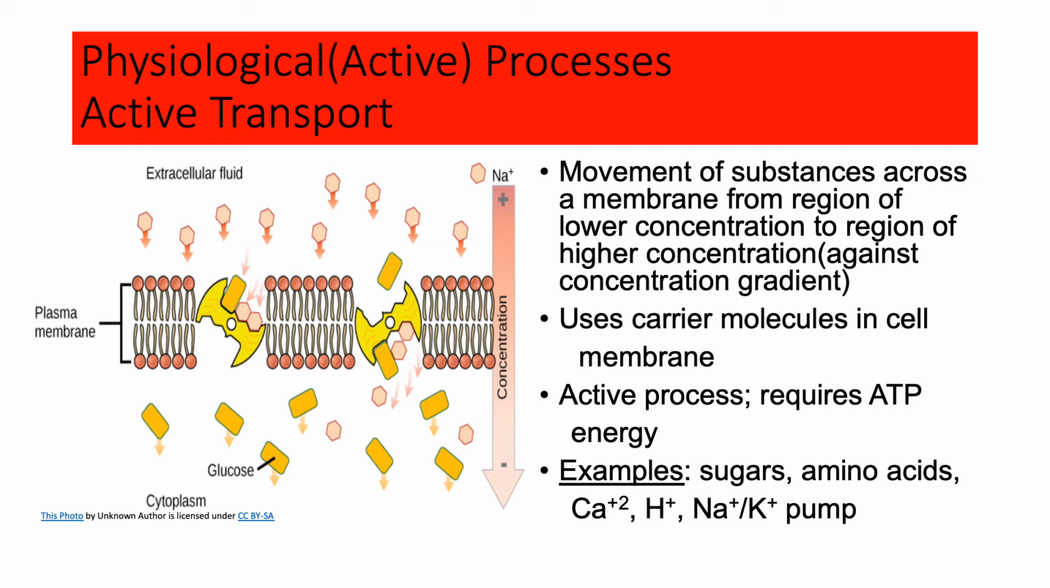Active transport uses carrier molecules in the cell membrane. An active process requires ATP, which is the energy. Good examples, again, are sugars, amino acids, calcium ion, hydrogen ion, and the sodium potassium pump; they use this type of process.